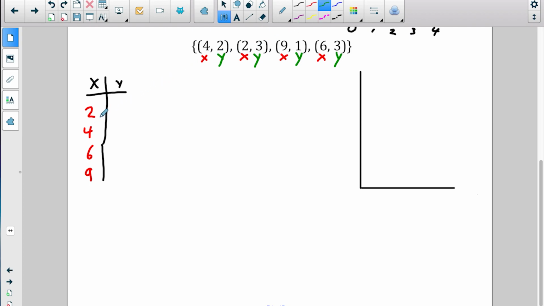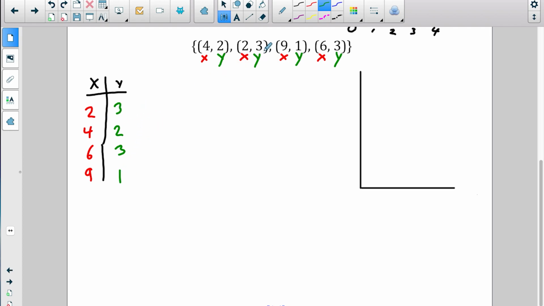And we look at our related y values. So 2 was related to 3. The 4 was related to a 2. The 6 was related to a 3. And the 9 was related to a 1.